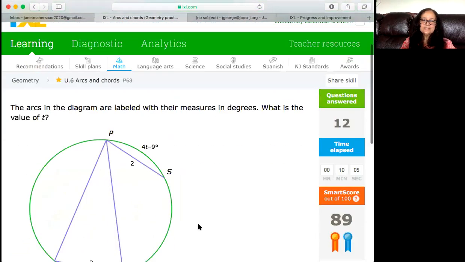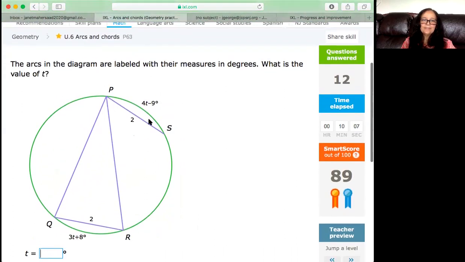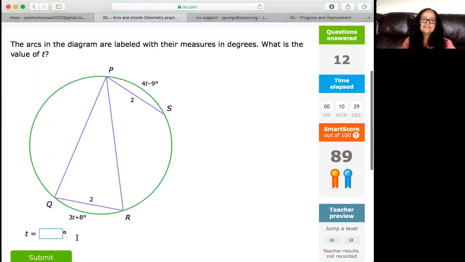All right, one last one. In here, you set an equation. So when you set the equation, you subtract 3t from both sides and you add 9 to both sides, all right? So when you subtract 3t, you get 4 minus 3, you get 1. 1t or just t equals, what's 9 plus 8, which is 17. So the answer has to be 17.